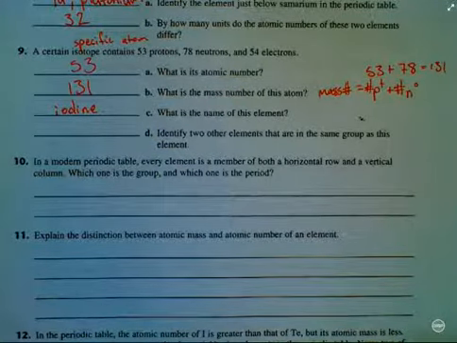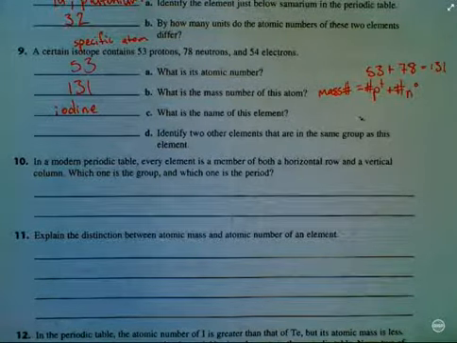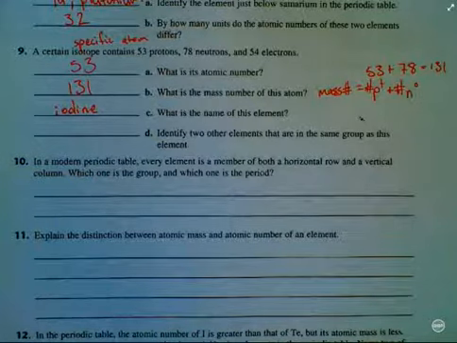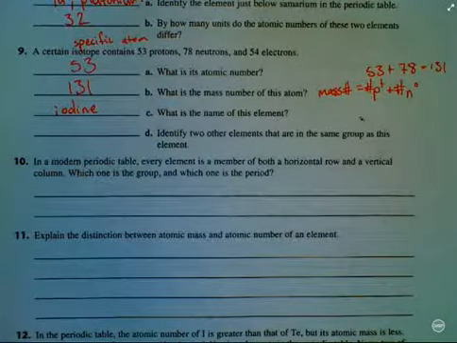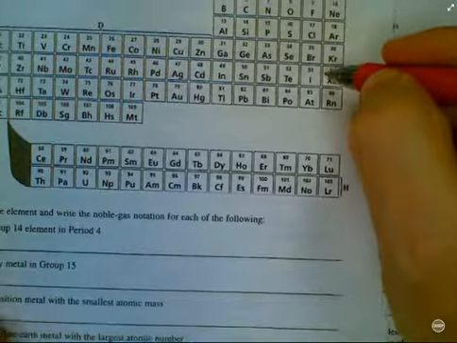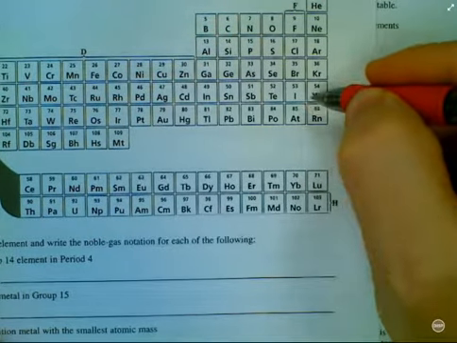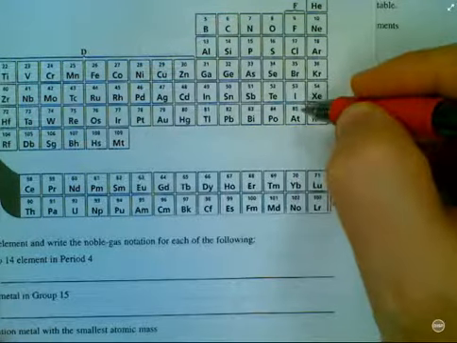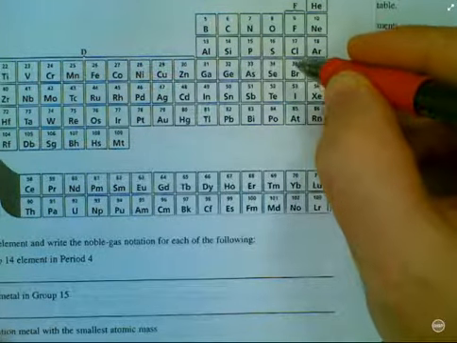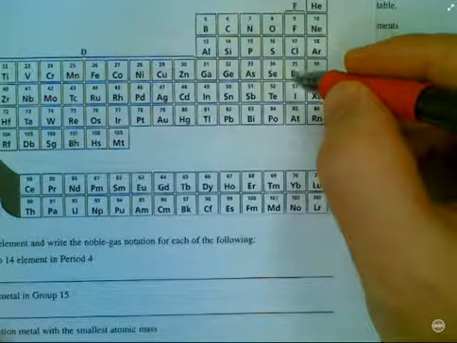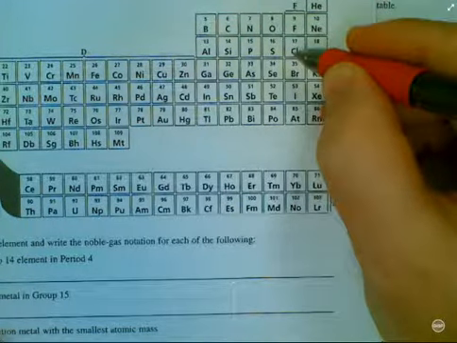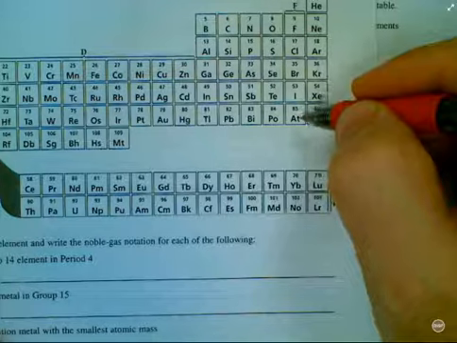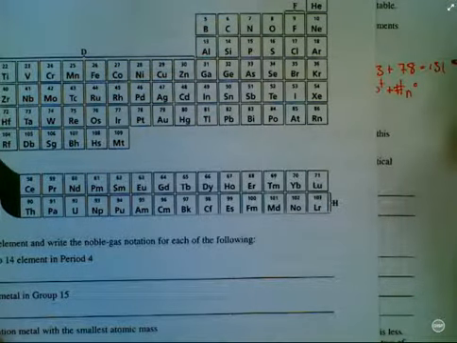Enough said. D, identify two other elements that are in the same group as this element. So we go back and we find iodine again. And so we're talking about groups here, right? Not horizontal rows, but vertical groups. And the question has me trying to list two more elements that are in this group. Okay, so I can pick any of these elements here. I actually have 4 different choices. Now I don't need to write 4. I only need to provide 2, but you have 4 different choices here.